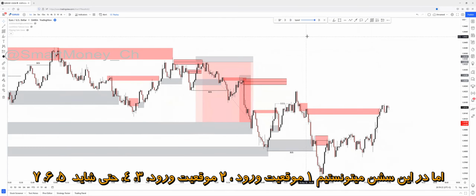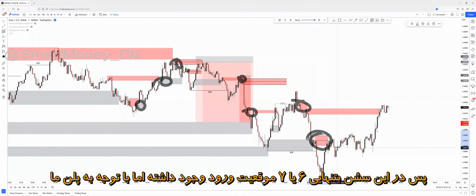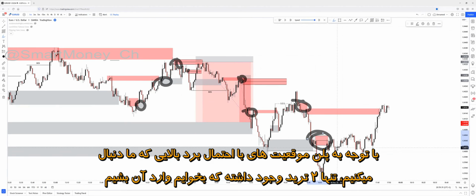But in this session, there could have been a first entry opportunity, second, third, fourth, maybe even fifth, sixth, seventh. So there were six or seven entry opportunities in this session. But according to the high probability plan that we are following, only two trades were enough to actually enter.